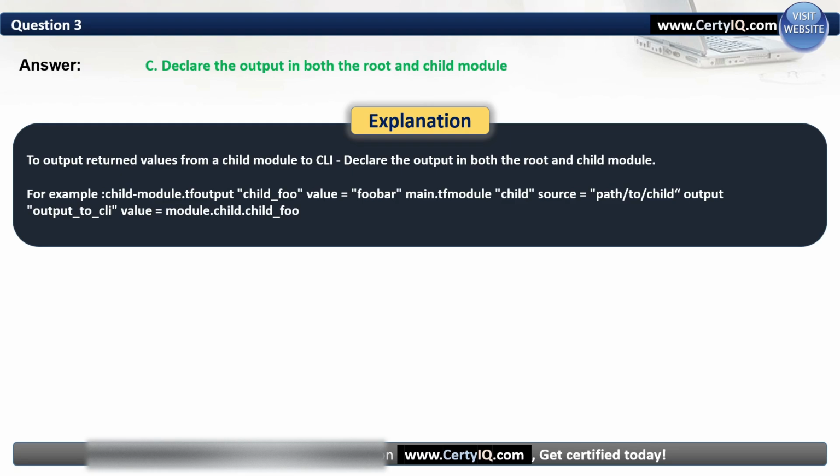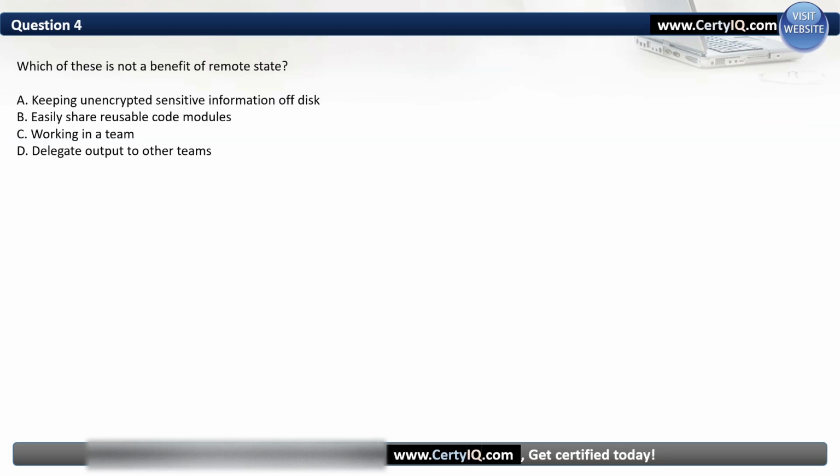For example, child module.tf: output child_foo, value equals foobar. Main.tf: module child, source equals path/to/child; output child_to_CLI, value equals module.child.child_foo.